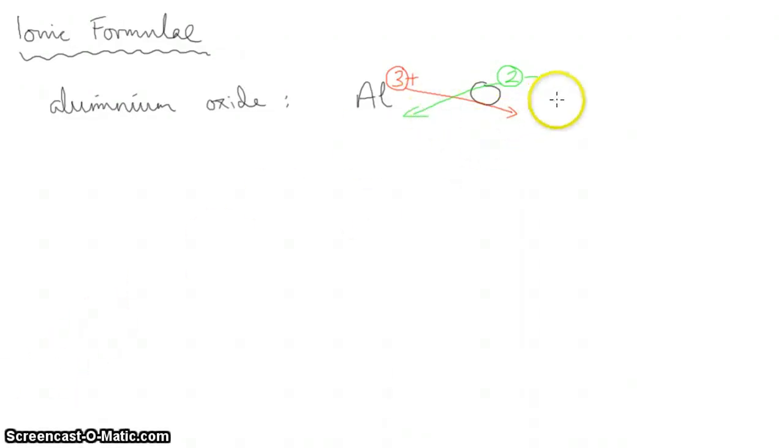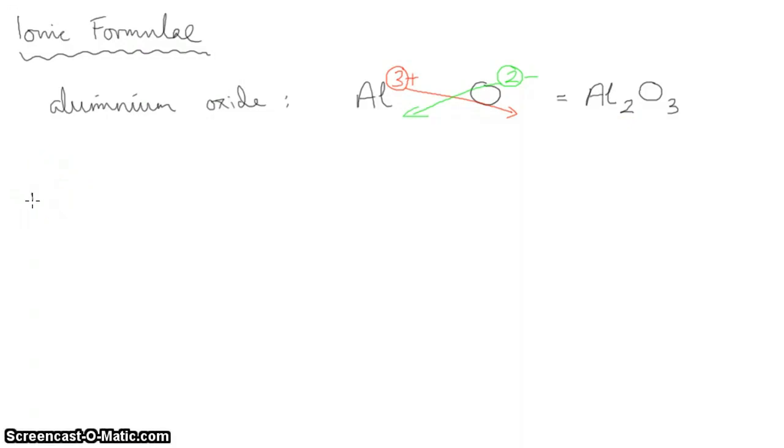So when you put that together, you write the aluminium, then the 2 for the oxide ion, then the O itself, and then the 3 for the aluminium ion. And that will automatically give you the correct formula for aluminium oxide.